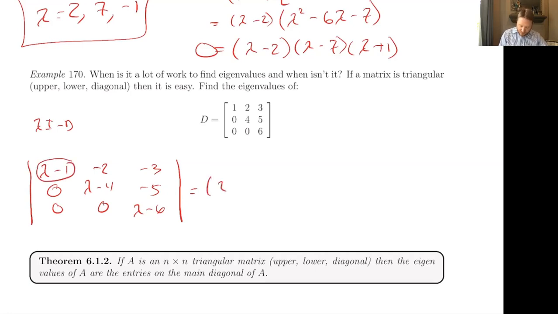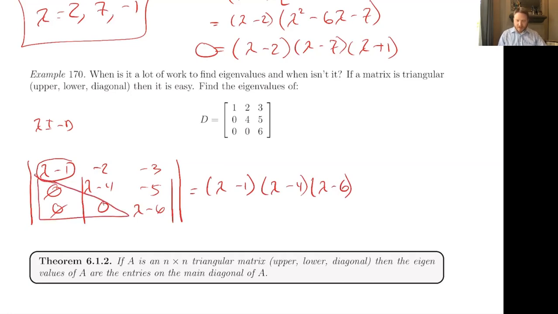Now, when I find the determinant of this matrix, I'm going to do a cofactor expansion along the first column, which gives me lambda minus 1. And the other two go away. And I end up with the determinant of this smaller submatrix. Well, that one's just going to be lambda minus 4 times lambda minus 6, and then minus 0 because of that 0 down there.